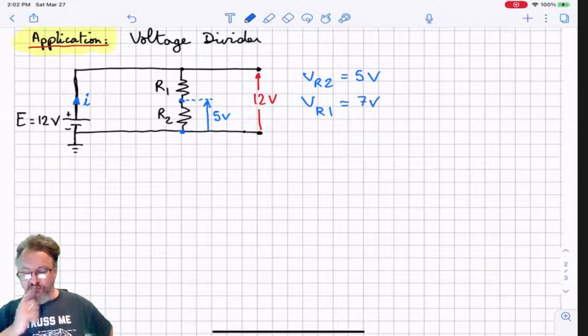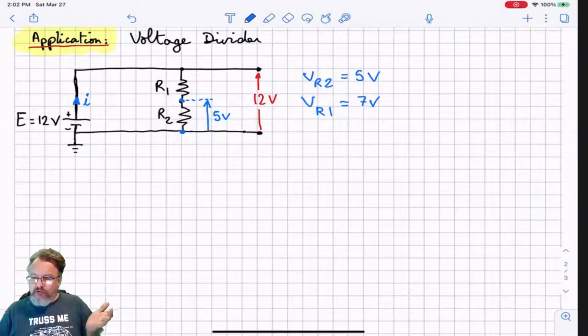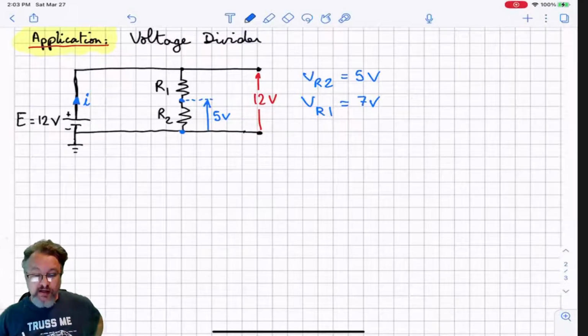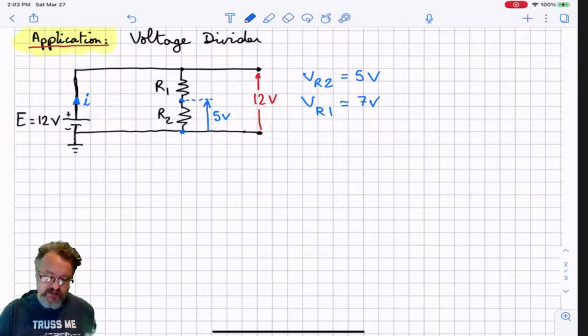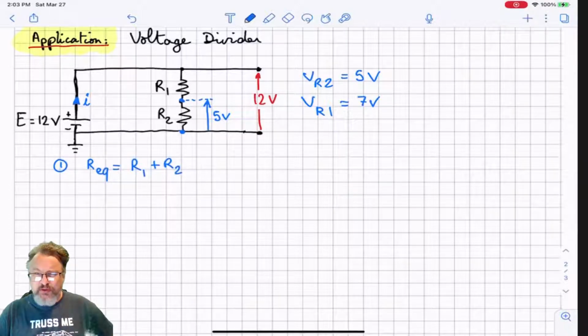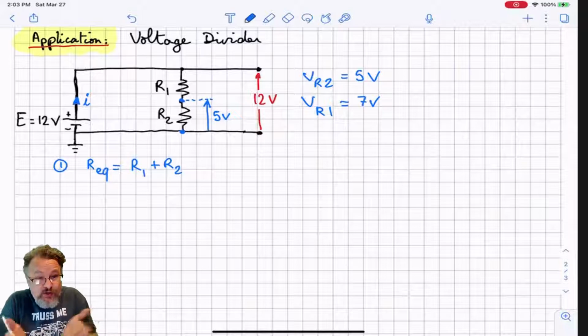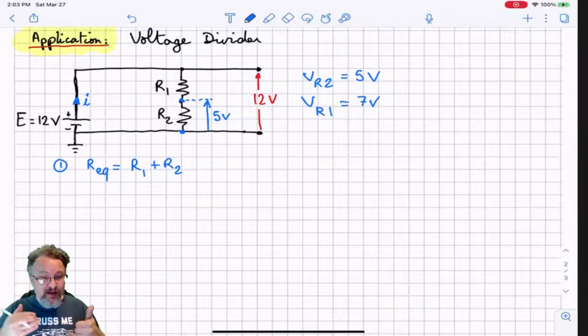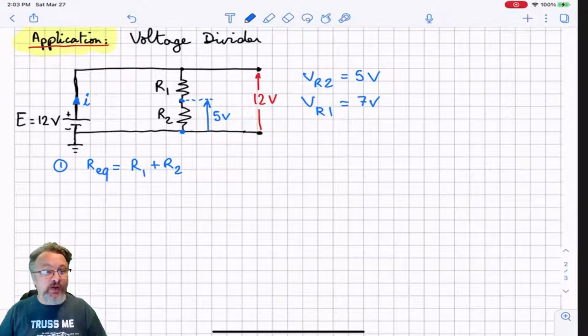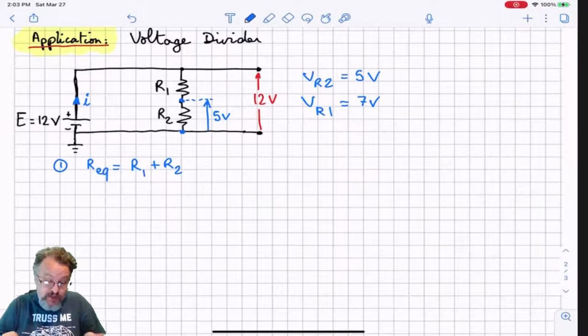Okay? So, how do I do that? Well, we're just going to trust the guidelines that I gave you above. We are going to first calculate the equivalent resistance. So the equivalent resistance is going to be equal to R1 plus R2. But I don't know R1 and I don't know R2. It's okay. You do what you can within the guidelines. You trust that I have your best interest at heart and I'm trying to teach you how to do those things. So that's all we can do.